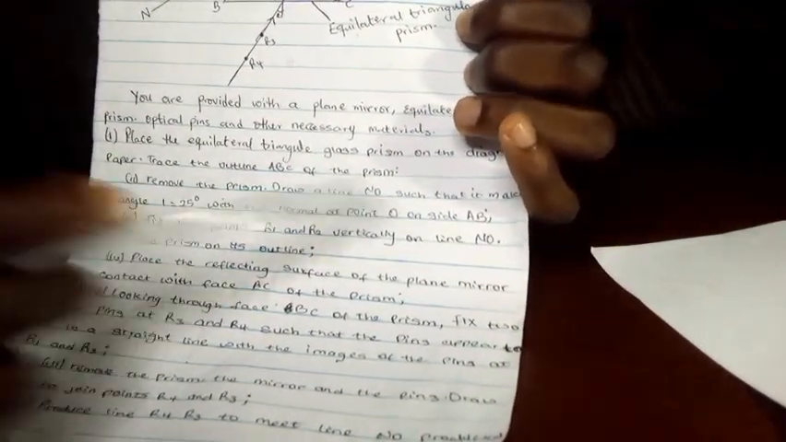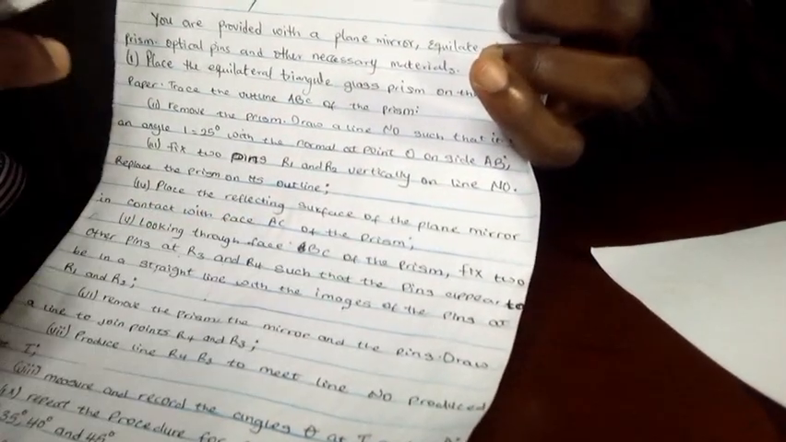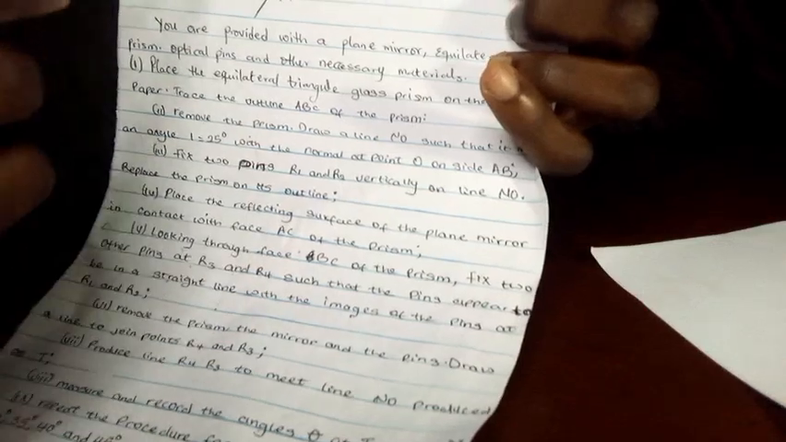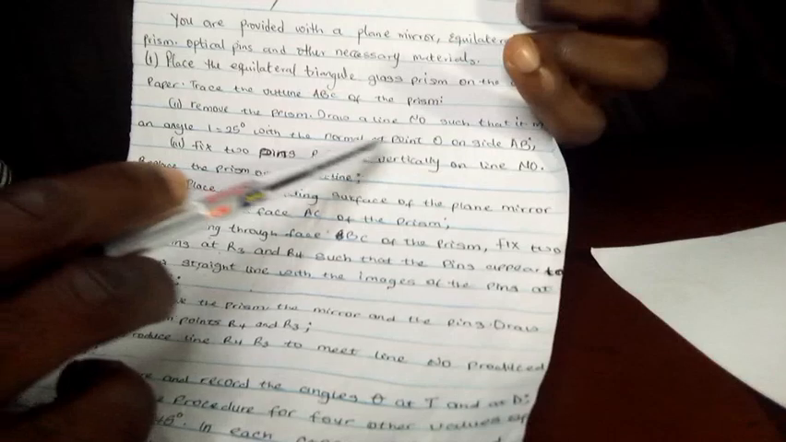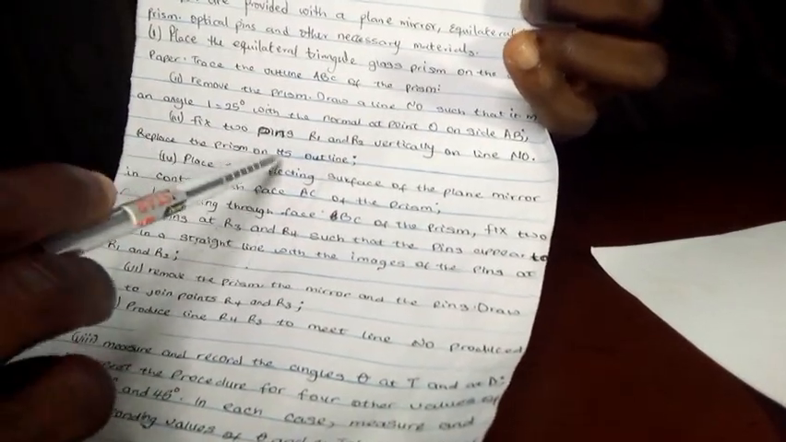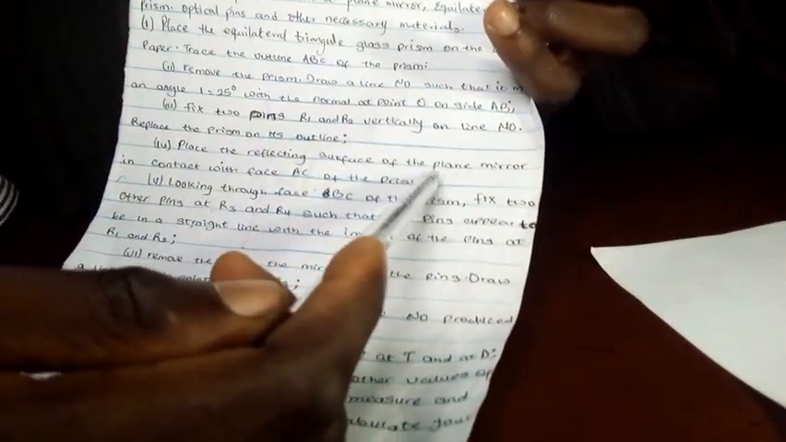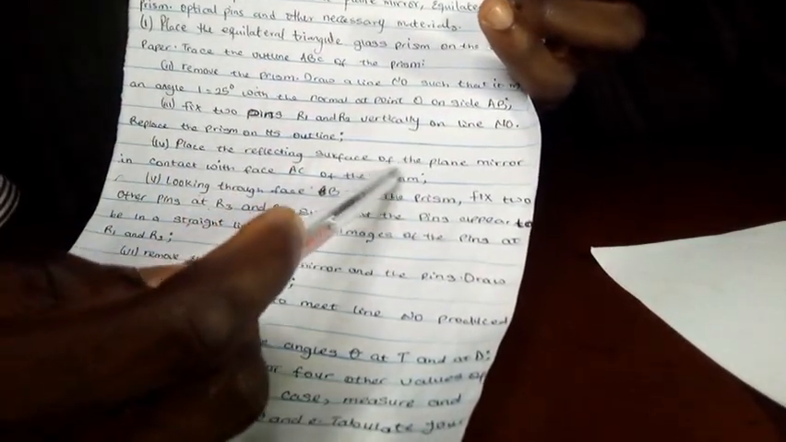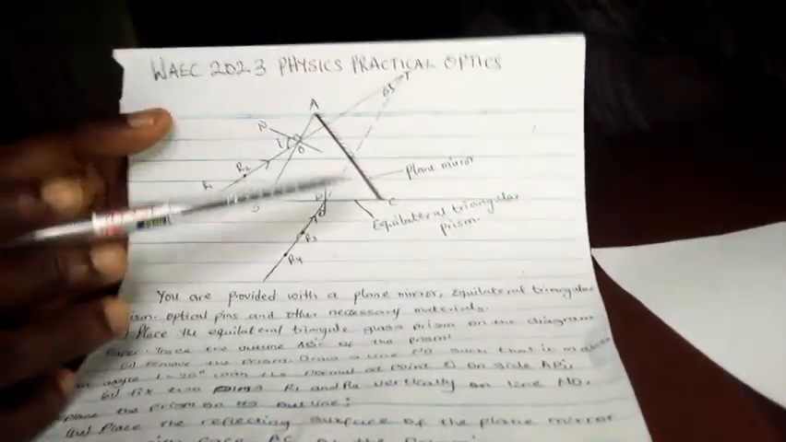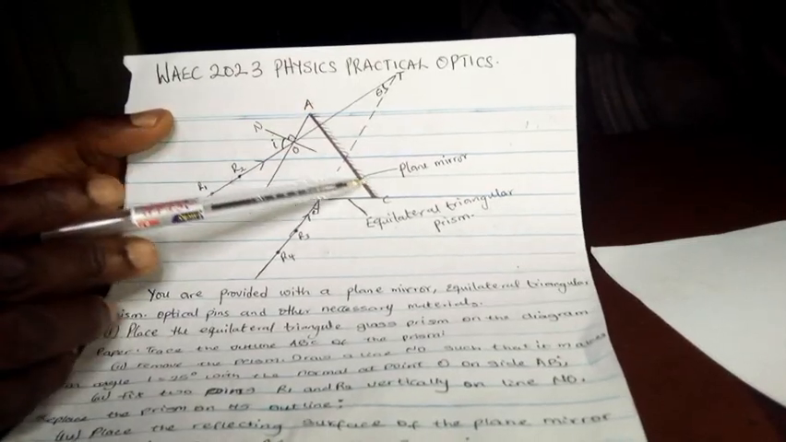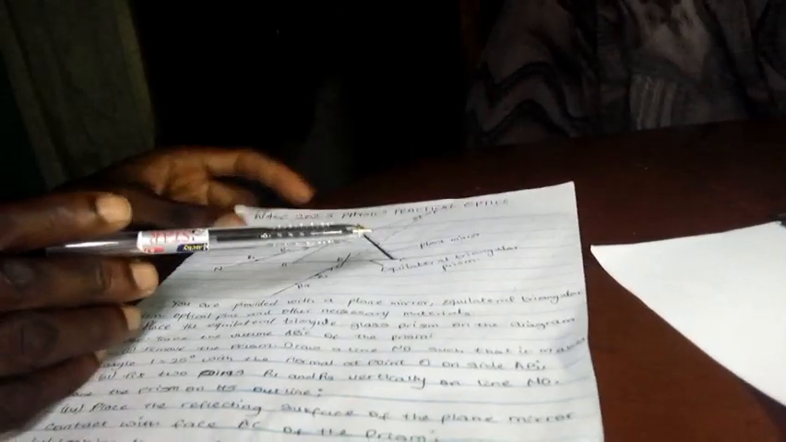Then on this side AB, we fix two pins R1 and R2 vertically on the line NO. We place those two pins. So after drawing the line NO, we fix two pins on the vertical line. Then what next is to replace the prism on its outline, then place the reflecting surface of the plane mirror in contact with the face AC. Which means after replacing the prism, we have to place a reflective mirror here, and this is one of them. This is a reflective mirror, so we place it on that surface.